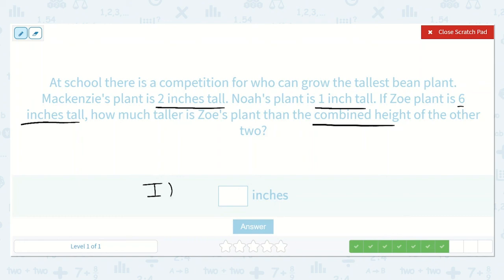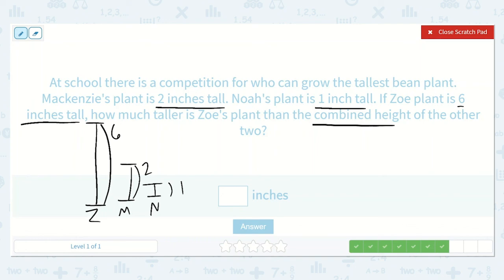So this height is 1 inch. This is Mackenzie's. This is Noah's. Her combined height is 2 inches for her plant. And then we know that Zoe's is 6 inches. Wow, hers got tall. 6. All right. This is Zoe's.